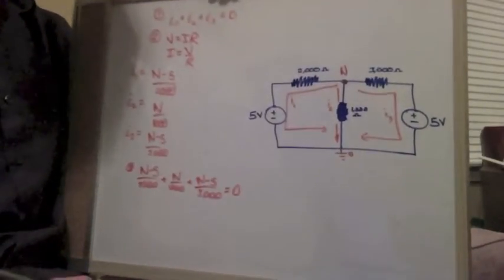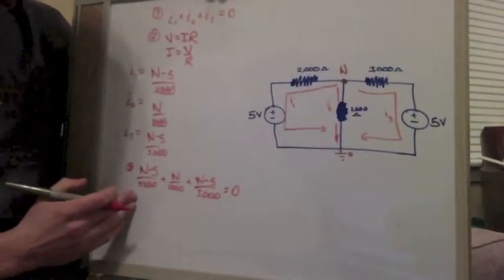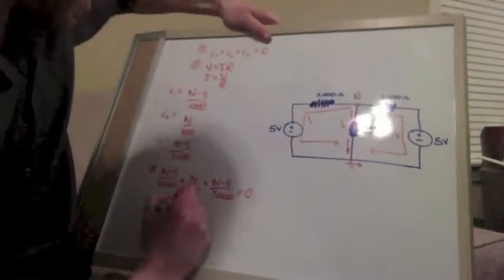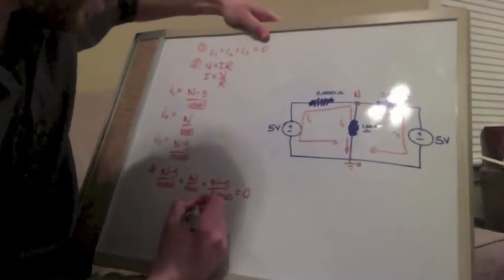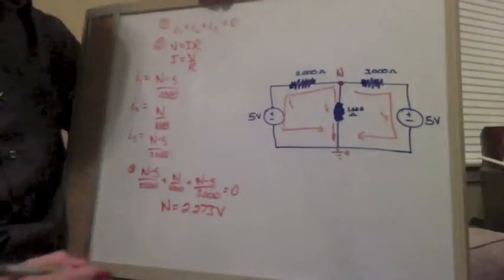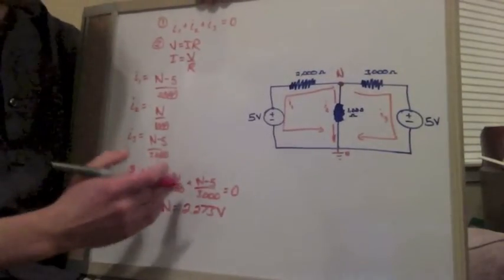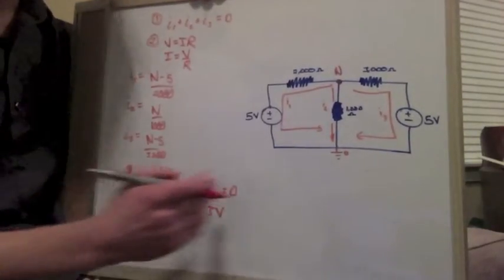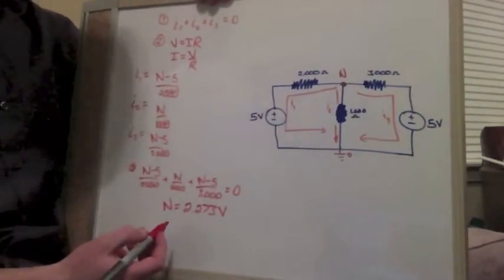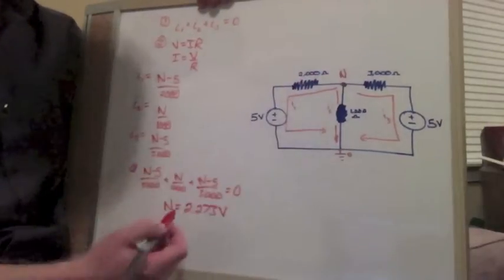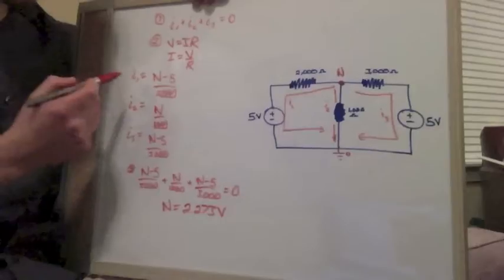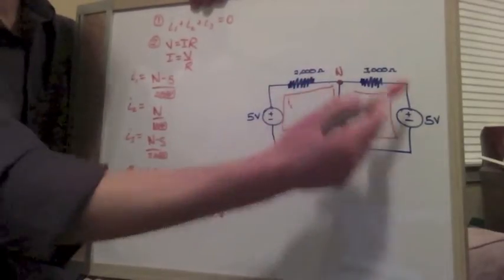At this point, we're going to skip the algebra for solving for N, and I'm just going to tell you the answer, which is N equals 2.273 volts. We get that just by getting N by itself and moving all of the fractions over to the right side. Now that we have the node voltage N, we can simply plug it right back into our I1, I2, and I3 equations, and we'll know what these currents are.